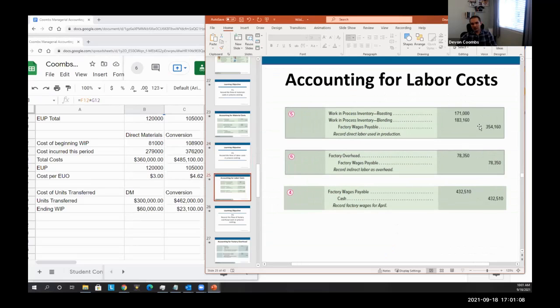Same with the journal entries for labor costs. If there's wages payable, we're going to credit them, right? Because wages payable are a liability and we move it into the inventory account. Any indirect labor is going to go into factory overhead. And then when we pay for the wages payable, we pay for it in cash, right? We debit the liability and then credit the cash, the asset.